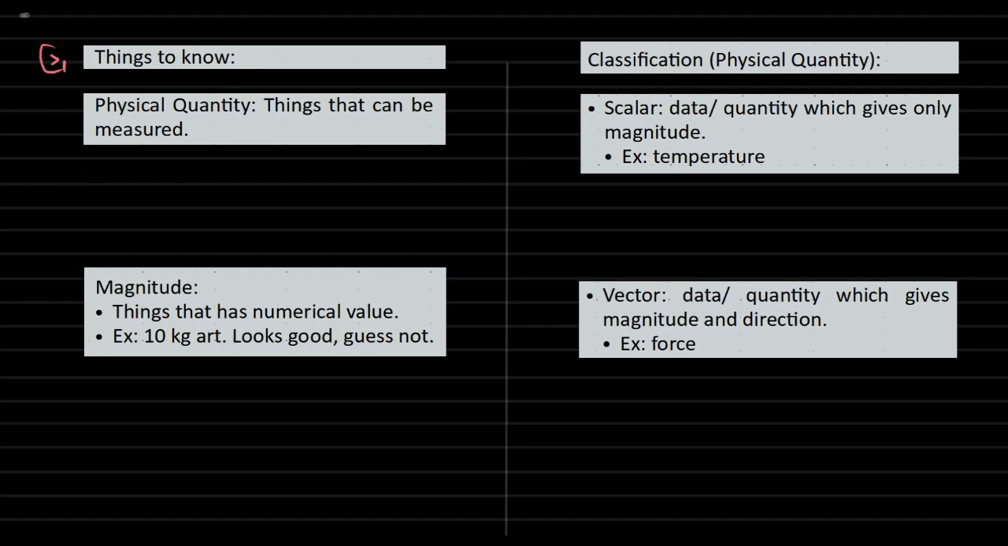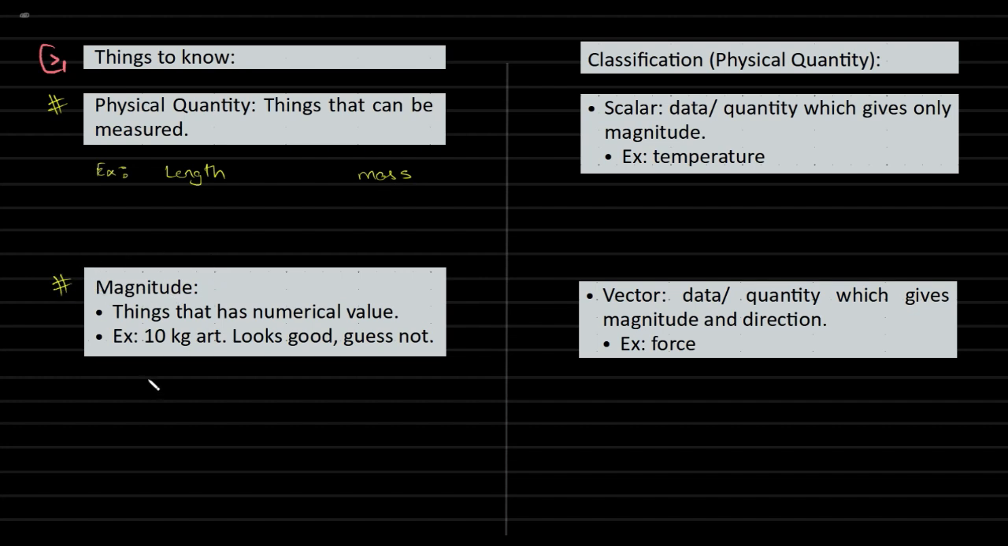Things to know before we begin with the chapter. First is your physical quantity. Things that can be measured are your physical quantity. Example, length, mass. These are physical quantities.